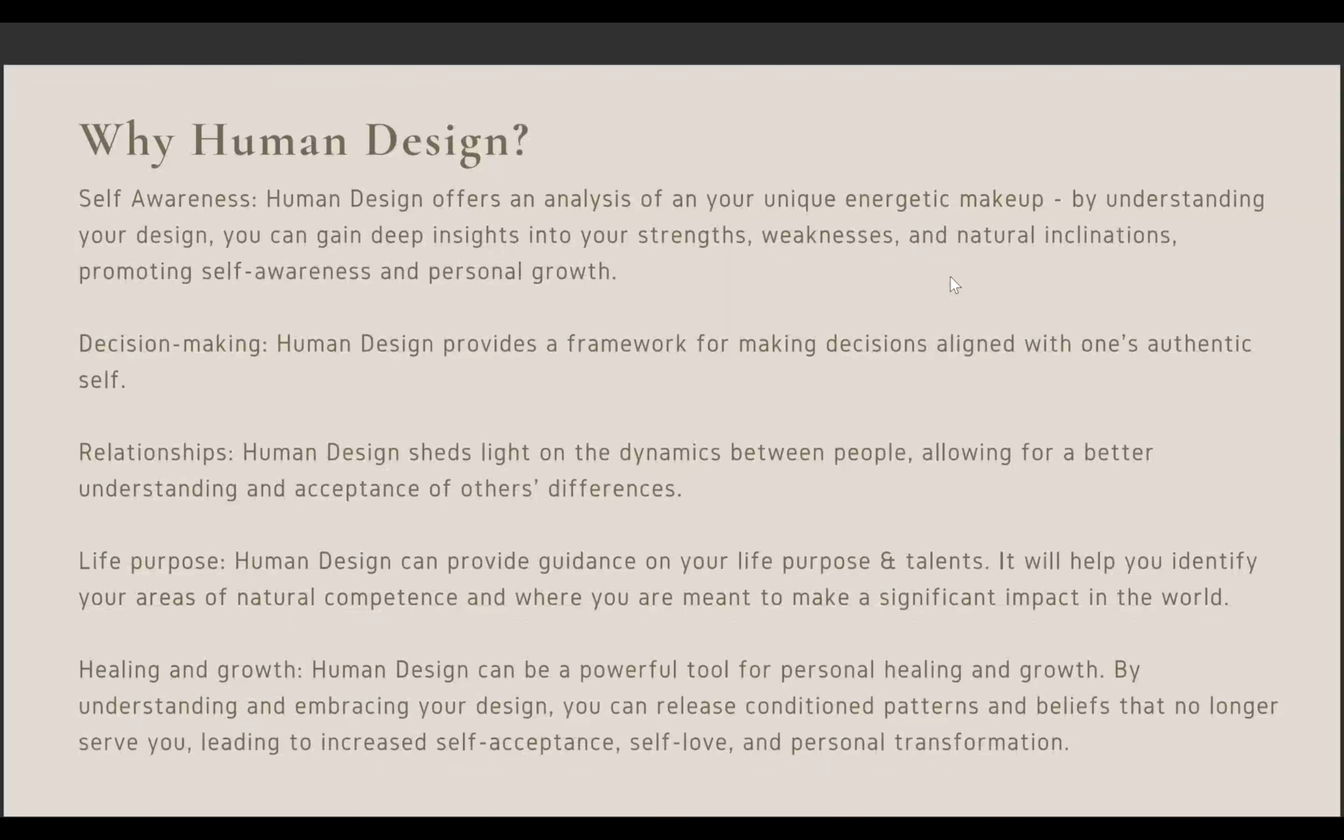So, why human design? Human design is going to give us self-awareness. It's going to show us how we're different, our strengths and our weaknesses, and where we are naturally inclined to be, to go, and to speak about. It really helps promote our self-awareness and personal growth. It is fantastic at decision making. It's changed my world with decision making. It really helps you make a decision that's in alignment and authentic to yourself.